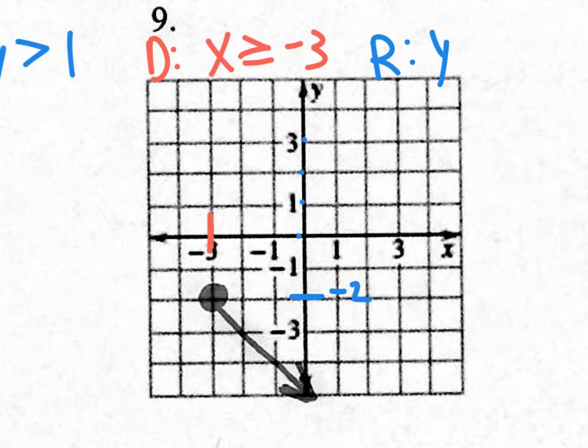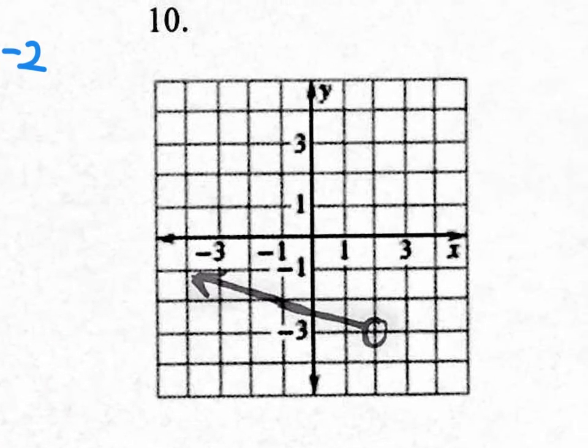So what do we know about this line? Is it above -2 or is it below -2? Below. So we know that the y values of this line have to be below -2. So what is your range? Y is less than or equal to -2. Moving on. Number 10.